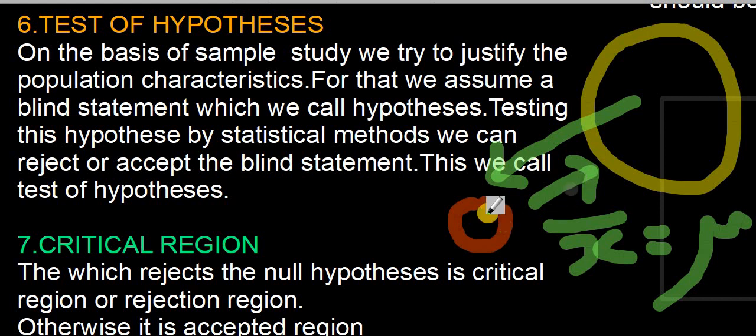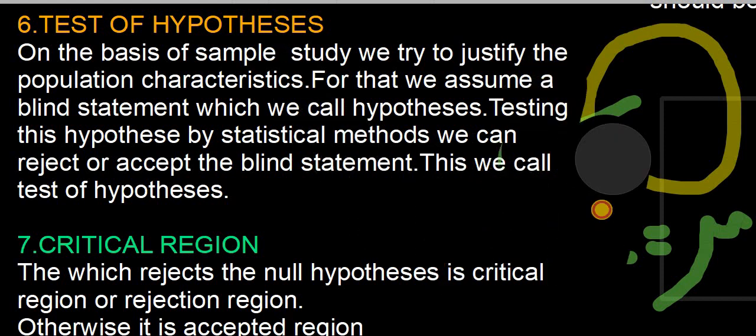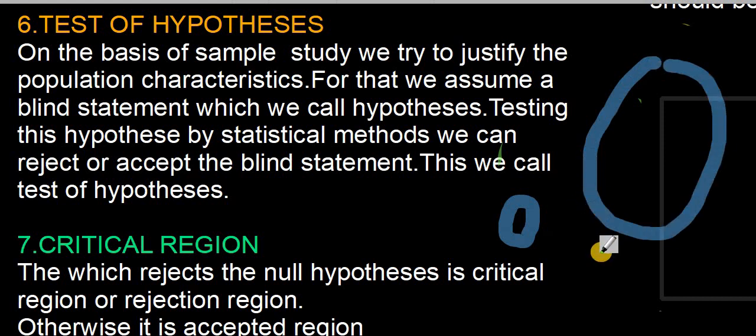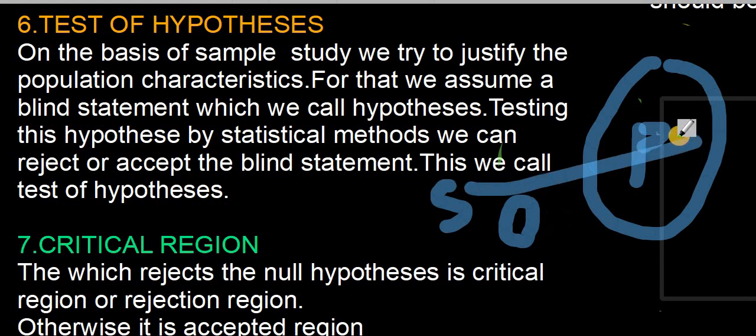We are testing. So for that we have to assume a blind statement first. On the blind statement we have to apply statistical methods, and that statistical method will definitely help us to extend that idea from this particular sample to the population. So the blind statement on which we have to apply statistical methods, whether to accept the blind statement or reject the blind statement, which connects the sample and the population, we call it test of hypothesis. Test of hypothesis we say.